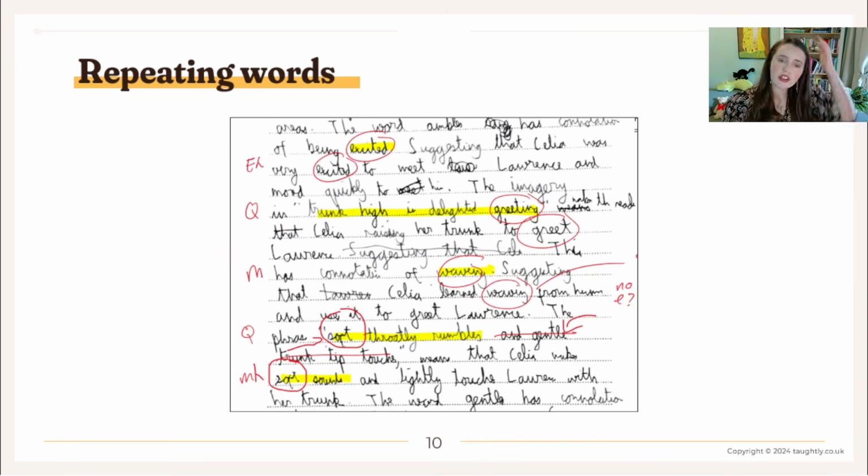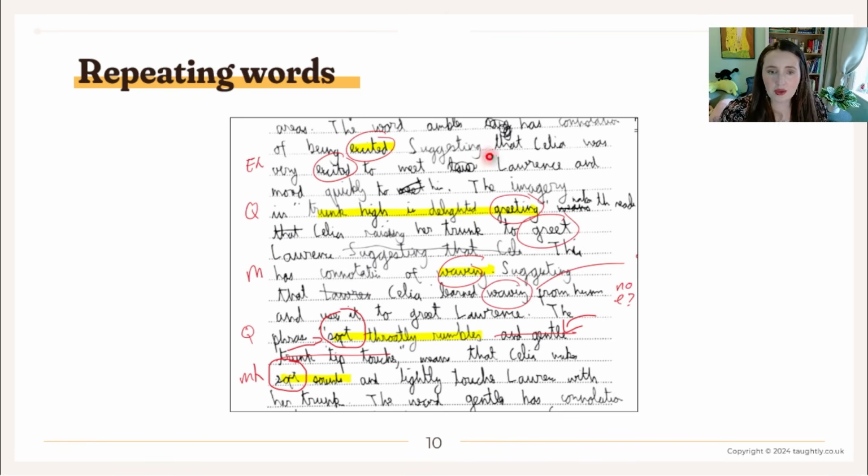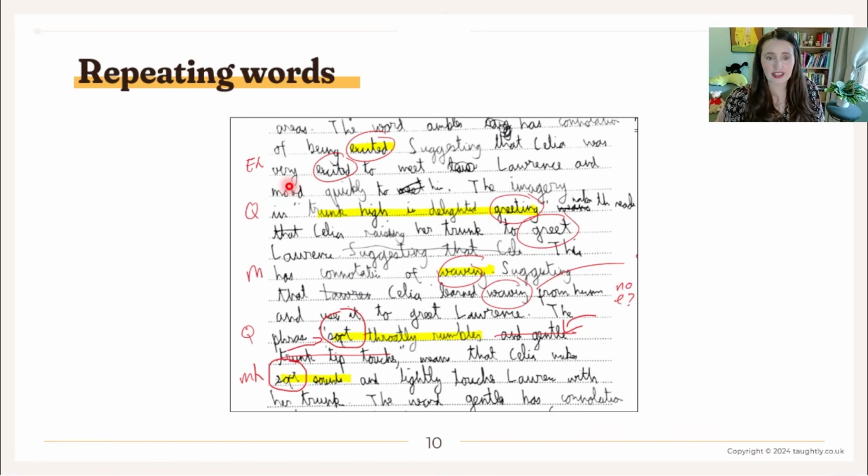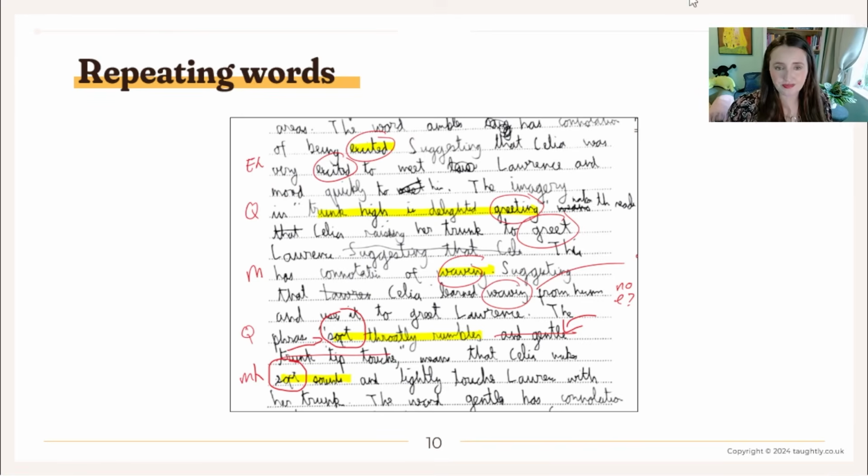Here's an example of a student that does this. So he is repeating where he shouldn't be. "The word ambles has connotations of being excited, suggesting that Cecilia was excited." Excited suggests that she's excited. Repetition, no extra marks for the second one. Also, ambles doesn't have connotations of being excited. It's a very relaxed way of walking. "So she's very excited to meet Lawrence and moves quickly to him."